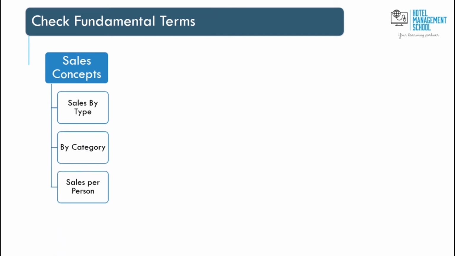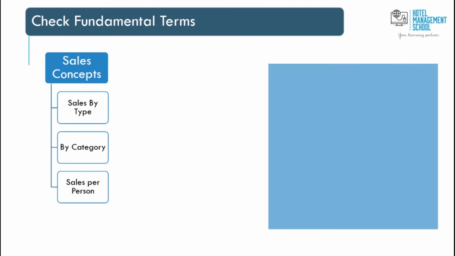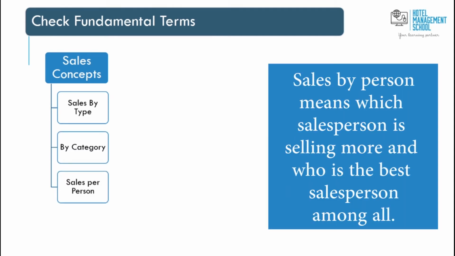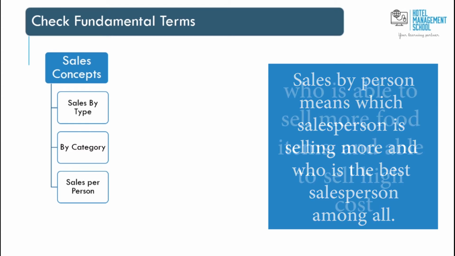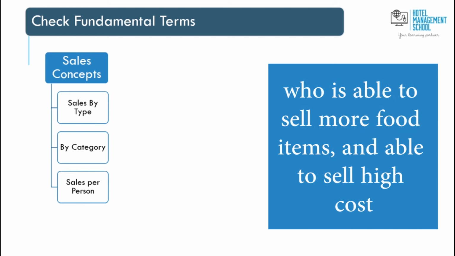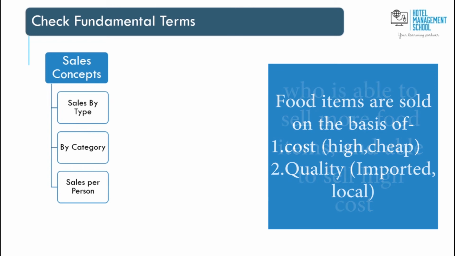And then you are doing it per person. Sales per person means, if let's say you have three servers, who is doing the most sales? Because all of them are going to take the orders, correct? You want to understand who is the better salesperson, who is able to sell more beverages, who is able to sell the high-cost food items. In the food items you have different types of menu. You have cheaper ones, you have expensive ones, imported food items, and local food items.